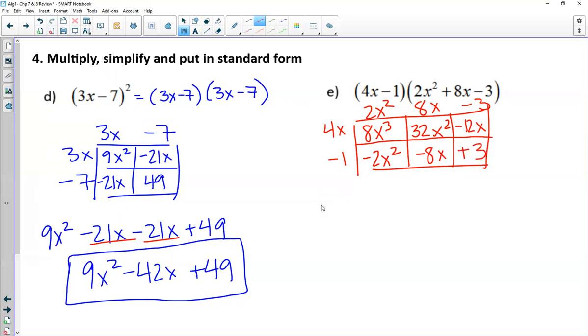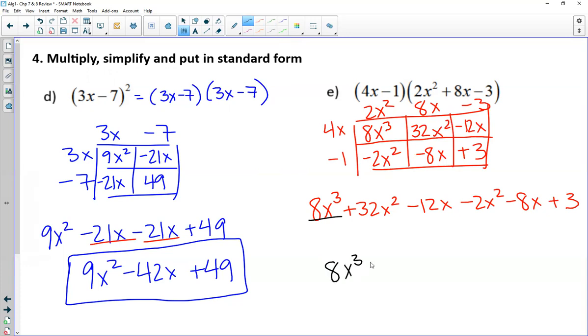So now let's go ahead and write it all out. We have 8x cubed plus 32x squared minus 12x. I have negative 2x squared, negative 8x, and positive 3. When we write these out in standard form, we're going to want to start with our highest degree. The highest degree is 3. So we're going to have 8x cubed. Then our next highest degree will be 2.